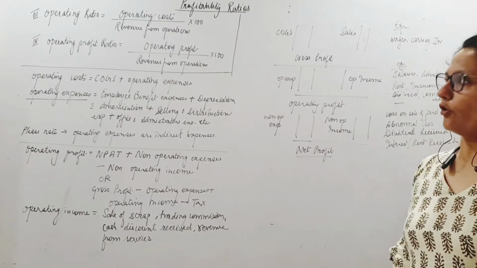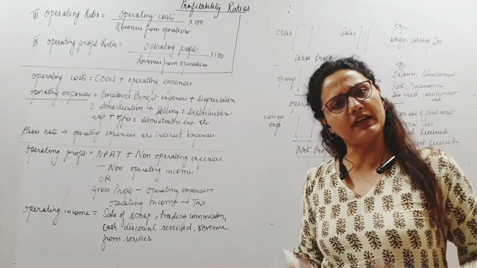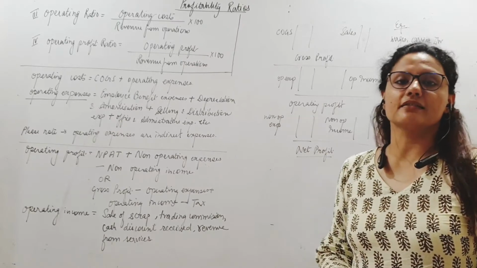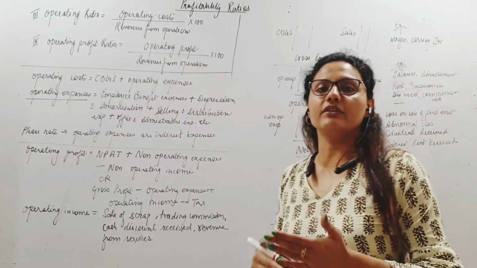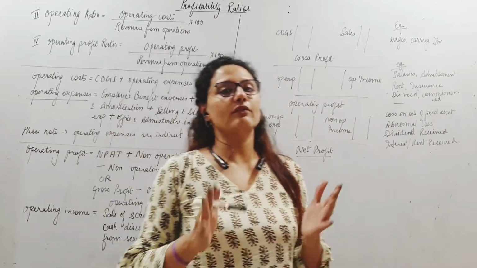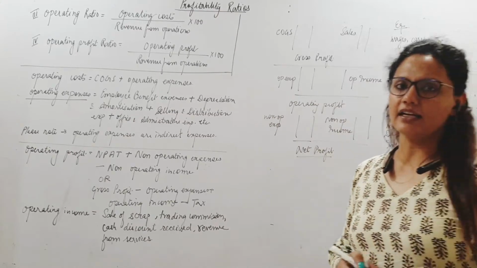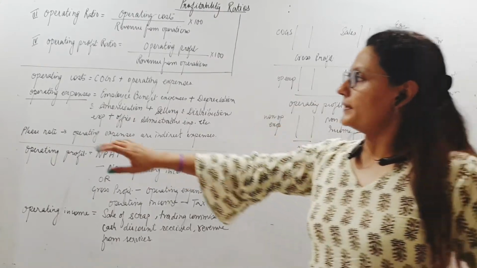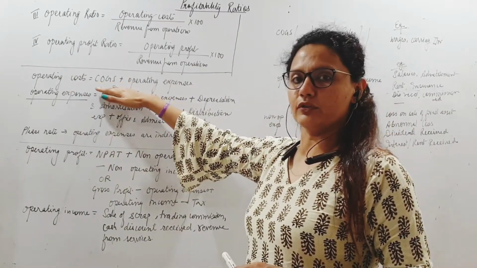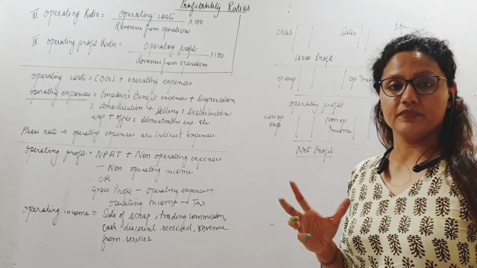Now, that is the formula. Easy formulas: operating profit ratio is operating profit by revenue from operations into 100, and operating ratio is operating costs by revenue from operations into 100. Now you all understand what is the meaning of cost of revenue from operations, meaning cost of goods sold. We have already done that. Yes. Operating costs include not just the cost of goods sold but also some other operating expenses.